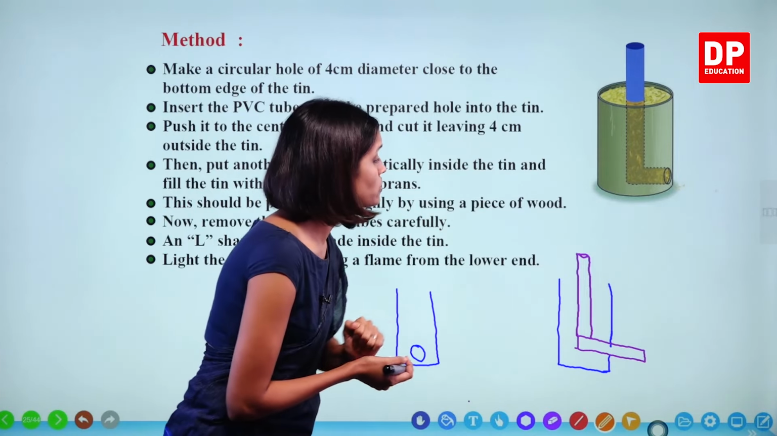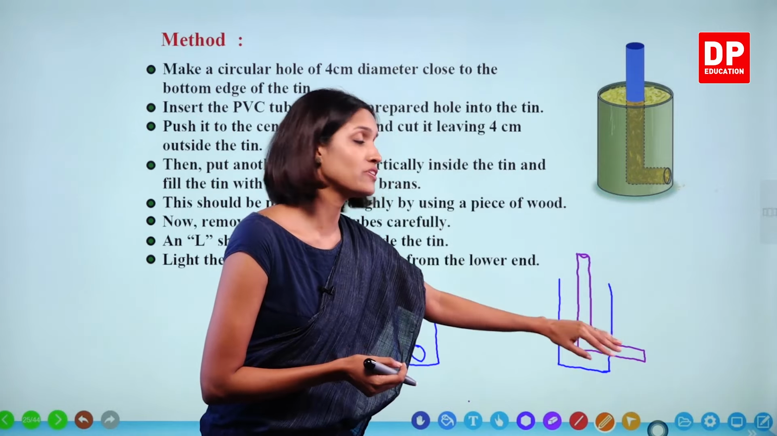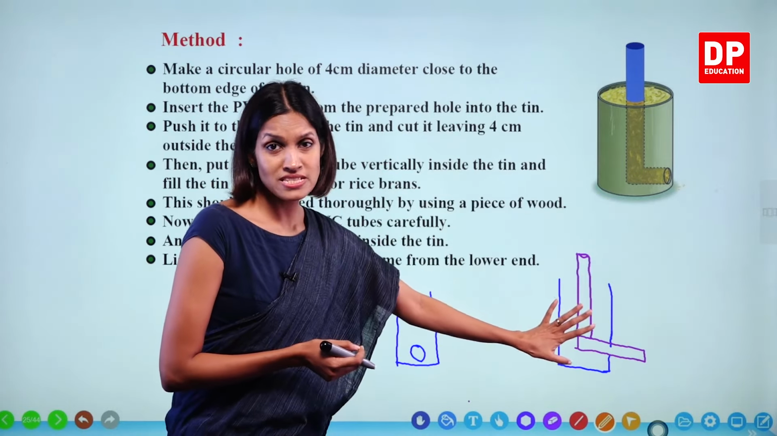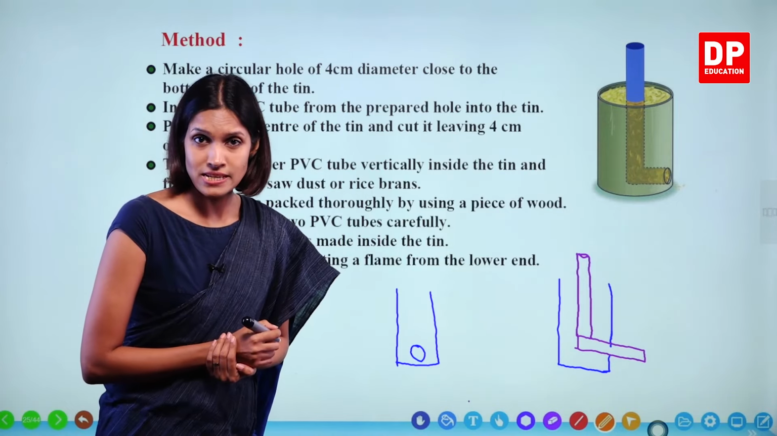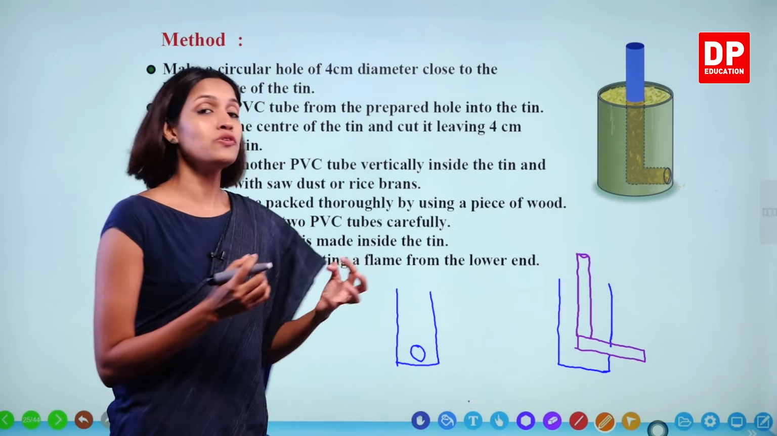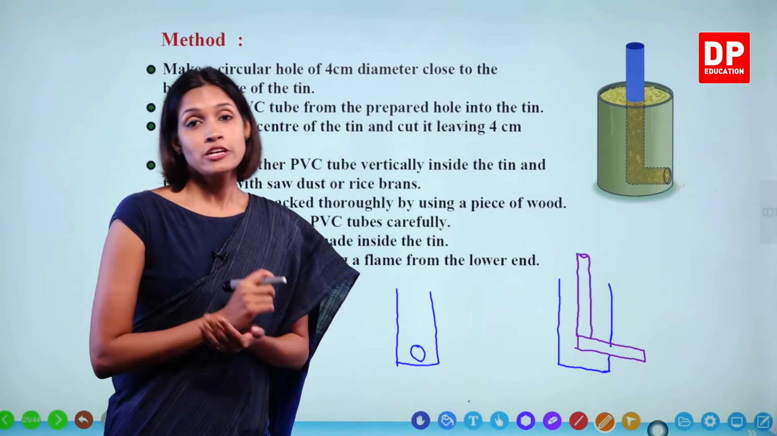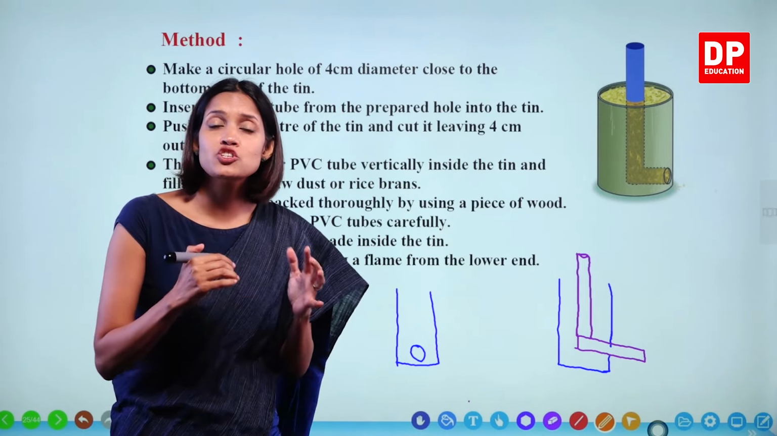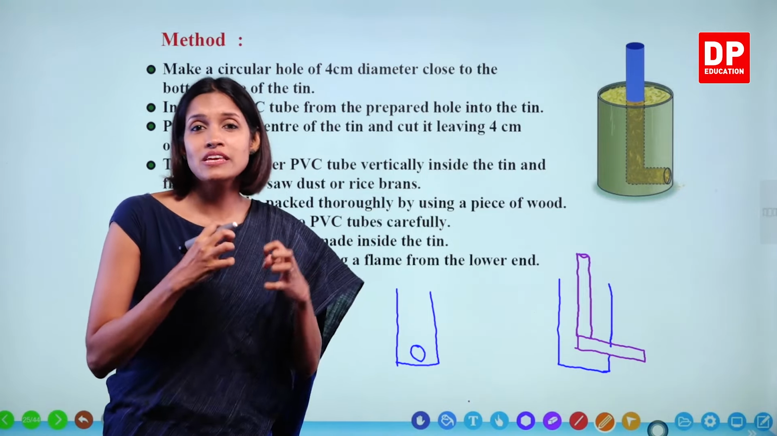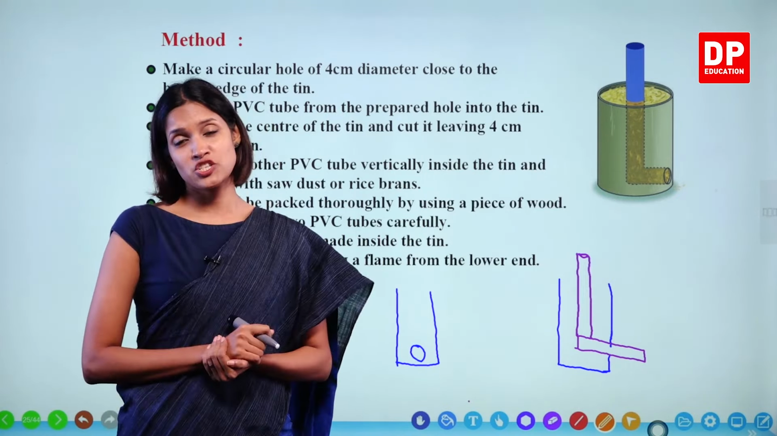Why do you have to do that? You have to put a little amount of sawdust into this tin. Then you have to press it thoroughly using a wooden stick. Then you have to add a little more rice bran or sawdust. Then again you have to press it thoroughly. That is because it should be tightly packed. Those tiny parts should be tightly packed with each other.